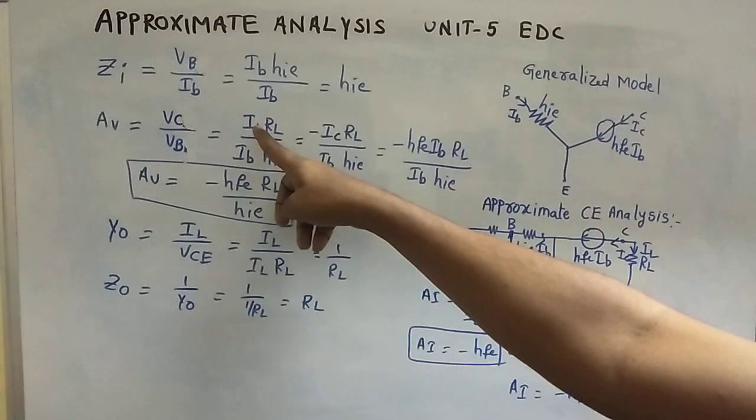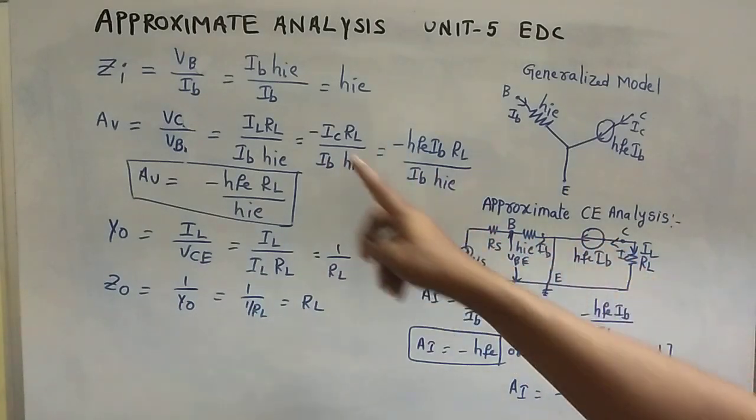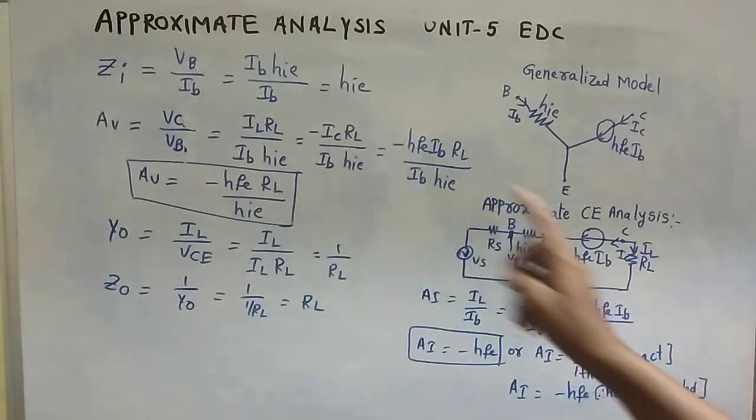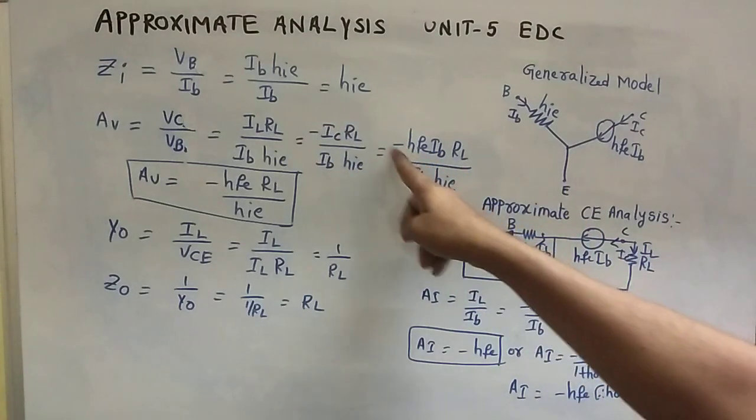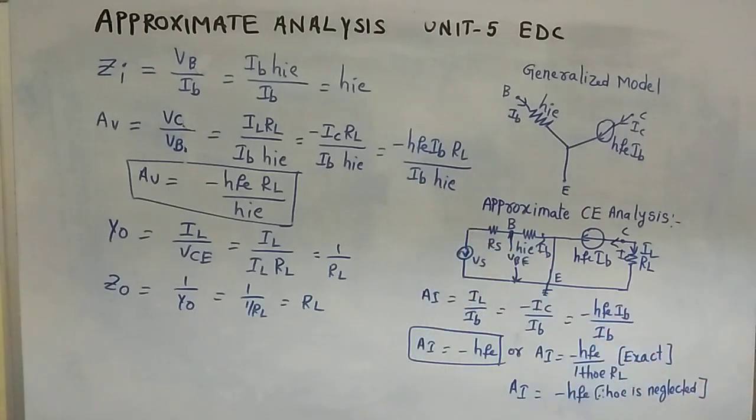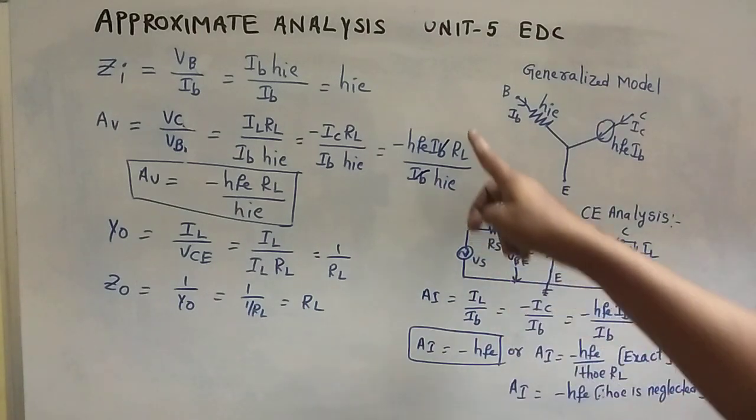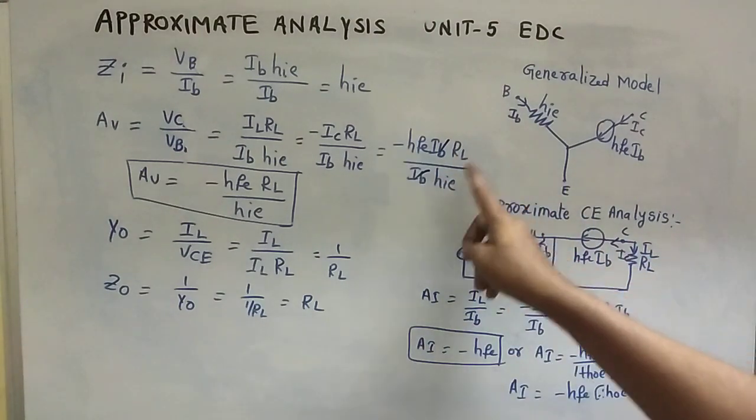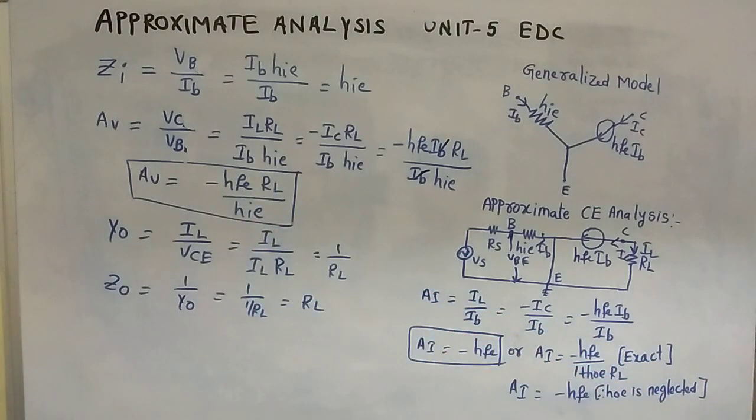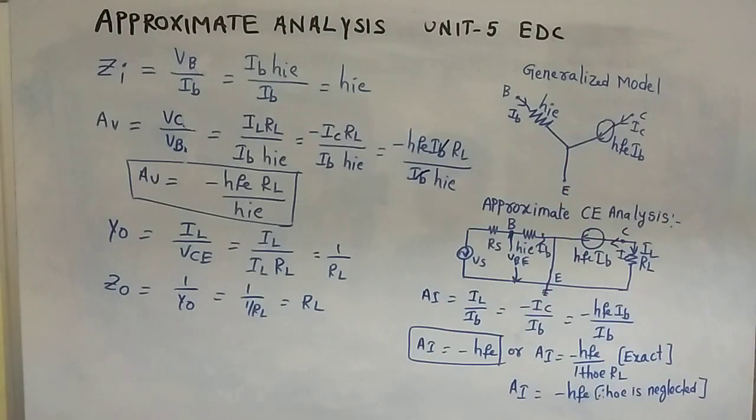Again IL is equal to minus IC, both being in opposite directions, so it is minus IC into RL by IB into HIE. Again IC is equal to HFE IB, so minus HFE into IB into RL by IB into HIE. Both IBs get cancelled, giving minus HFE into RL by HIE, which is the voltage gain for approximate analysis in the CE amplifier.